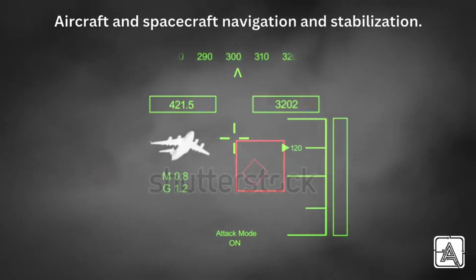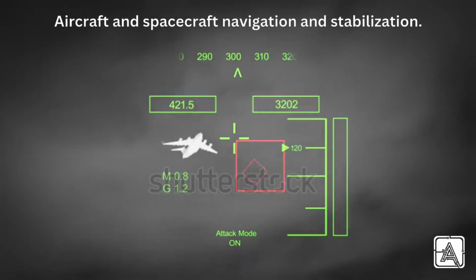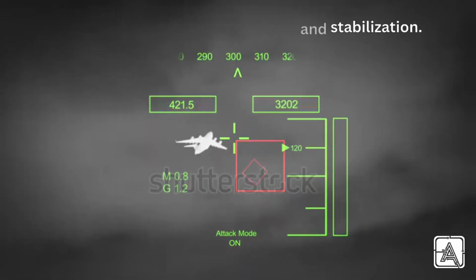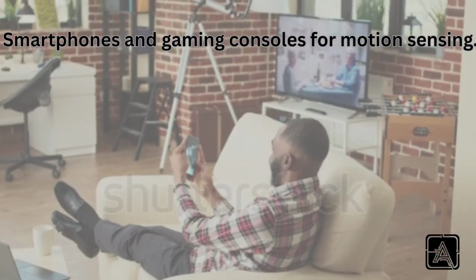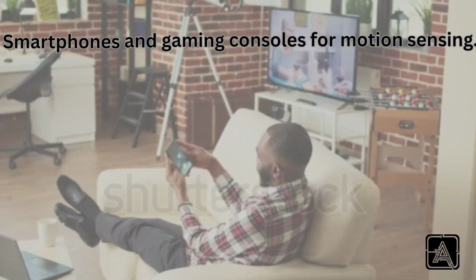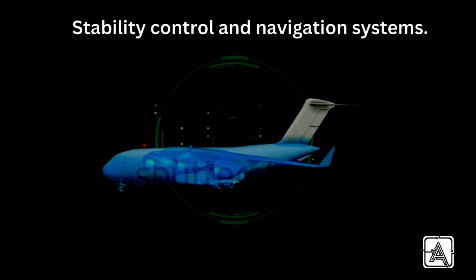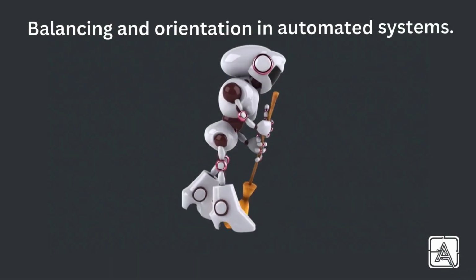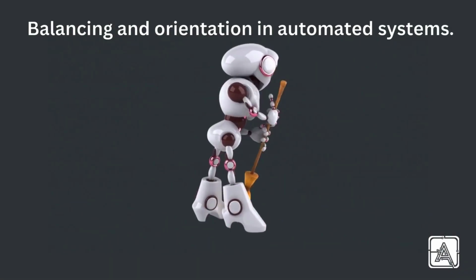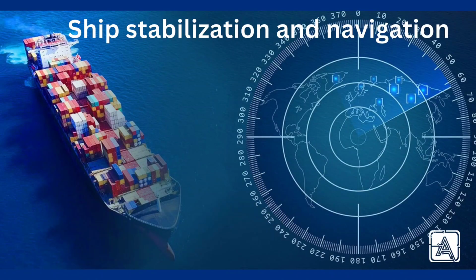Applications of gyroscope: aircraft and spacecraft navigation and stabilization, smartphones and gaming consoles for motion sensing, stability control and navigation systems, balancing and orientation in automated systems, ship stabilization and navigation.